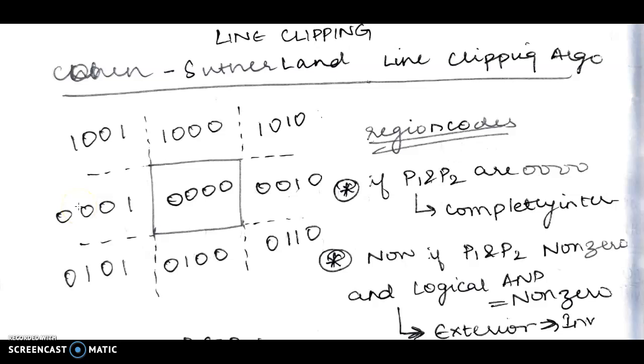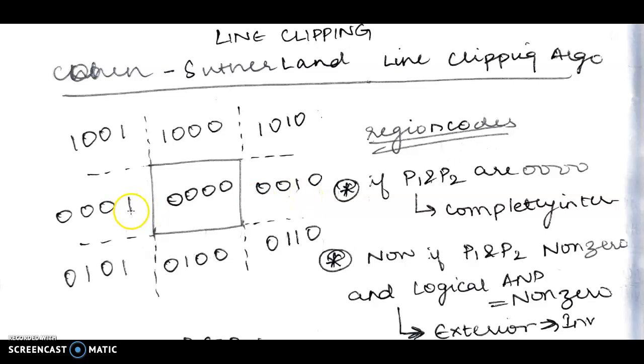Okay, so now we have assigned these opcodes, that is, the region codes. Now let us take a line which is completely inside the clipping window. What we are going to do in this algorithm is assign these opcodes based on where the starting and the ending points are lying. So if the starting point lies here, this will be the opcode for the starting point. If the ending point lies here, then this will be the opcode for the ending point.